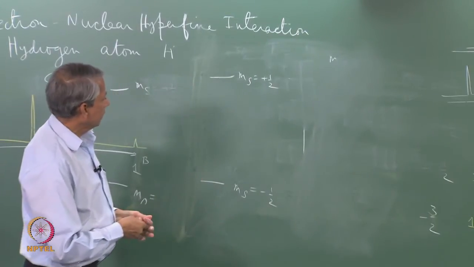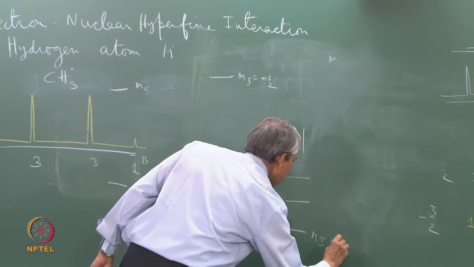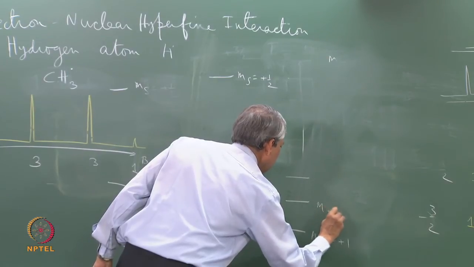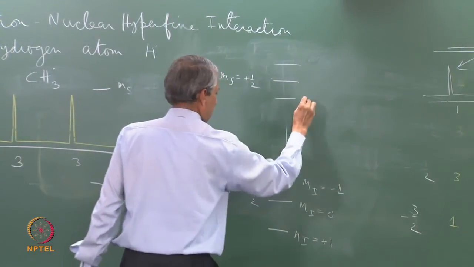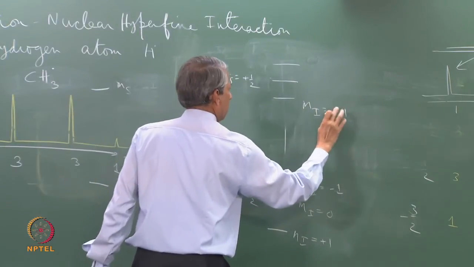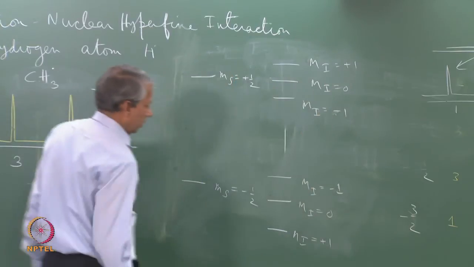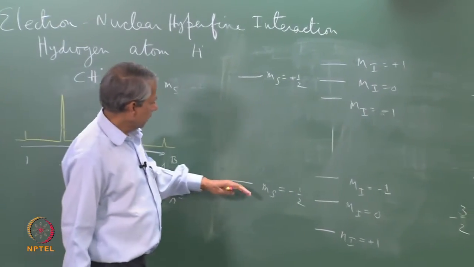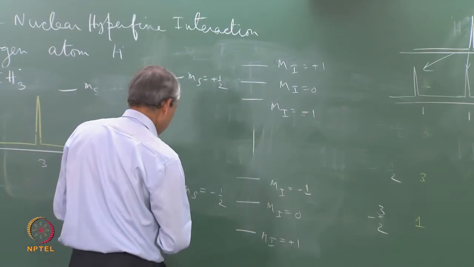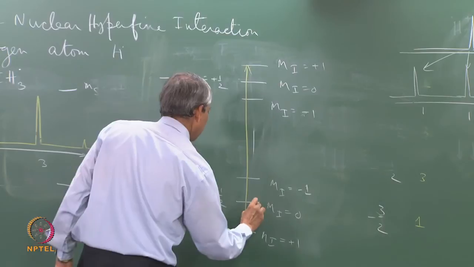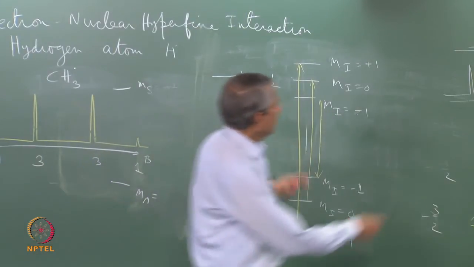So, when this electron sees the presence of the nuclear spin, it will split into 3 energy levels, mI equal to plus 1, 0, minus 1. This will split into 3, mI equal to plus 1, 0, minus 1. And then based on the condition that when the EPR transition takes place, electron spin changes from minus half to plus half, but the nuclear spin does not change, that allows me to have these 3 transitions: from here to here, here to here, and third one is from here to here. So, these 3 transitions will be reflected here in the spectrum.